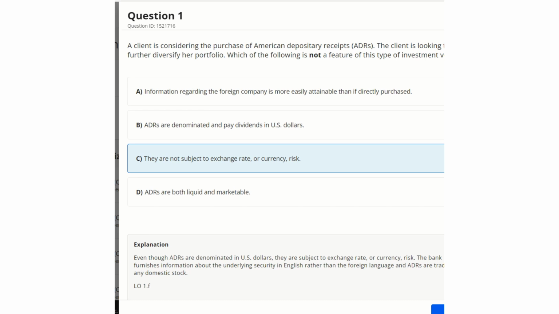So the answer is C. They are not subject to exchange or currency risk, because even though they're denominated in dollars, they are still subject to the foreign risk. The bank does give information about it in English rather than a foreign language, and they're traded like domestic stock.